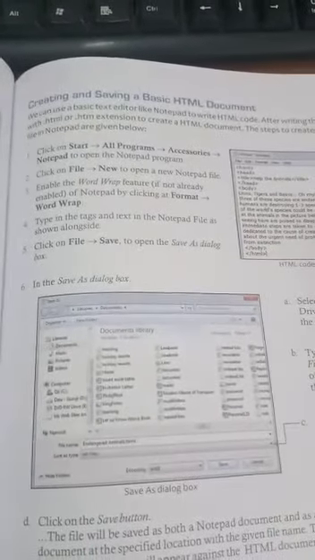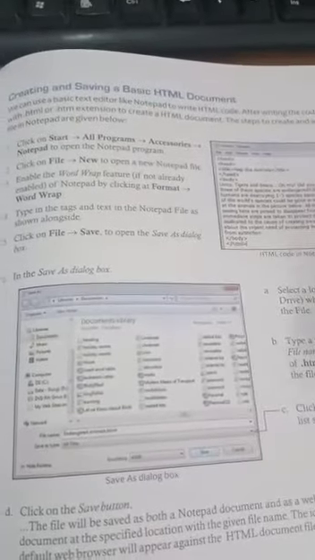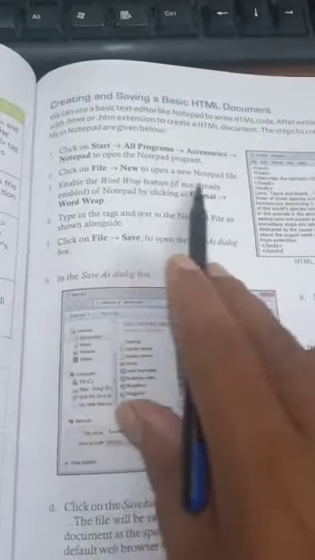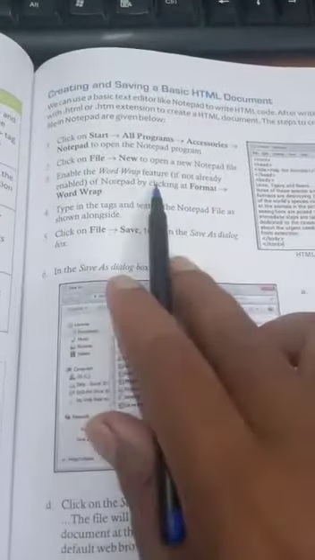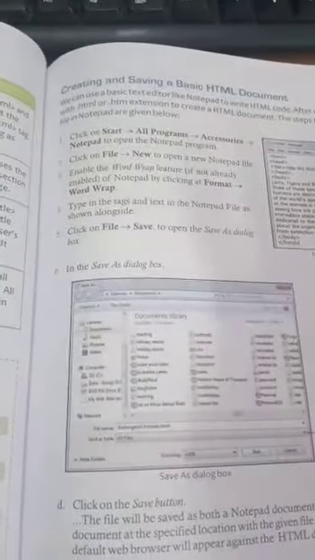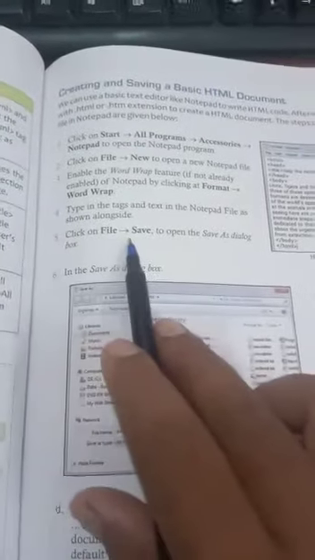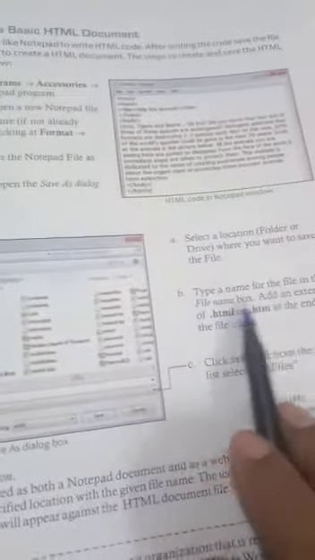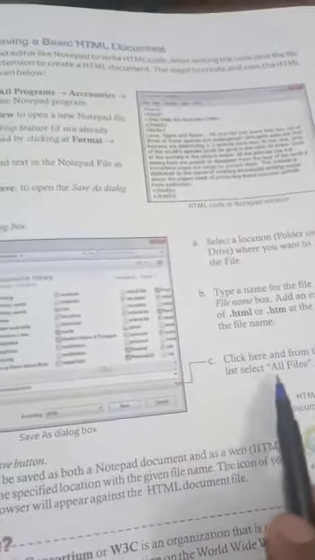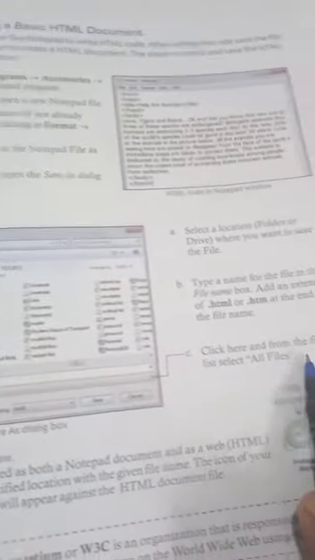The steps to create and save a file in Notepad are given below. Click on Start and open All Programs, Accessories and Notepad. Then File, New, open a new Notepad file, enable the word wrap feature of Notepad and type the tags and text in the Notepad file. Click File, Save to open a Save As dialog box. In the Save As dialog box, select a location, type a name for the file with the extension .html or .htm. Then click on the file type list and select All Files. Click the Save button and the file will be saved.